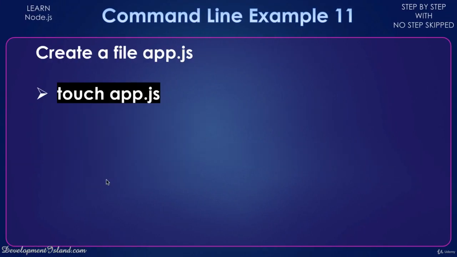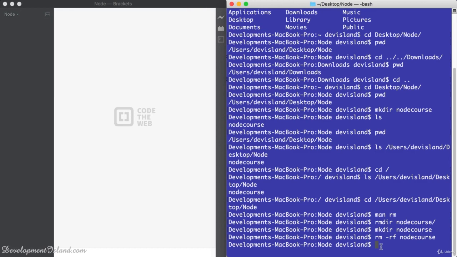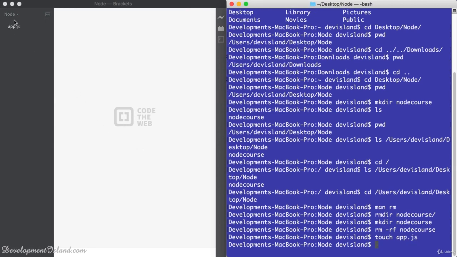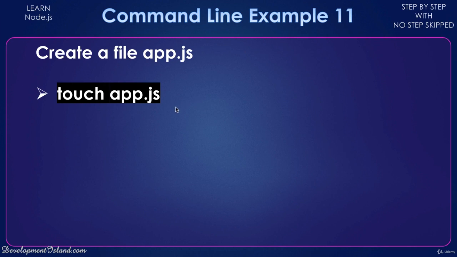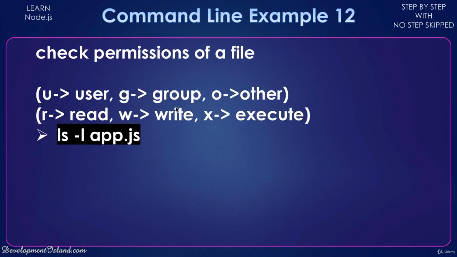Now let's move to the next one. So let's create a file, app.js. So to create a file, use the touch command, and here is our file. Perfect. Now let's check permissions of our file. So permissions are the different rights that you give to different types of users when it comes to a certain file.